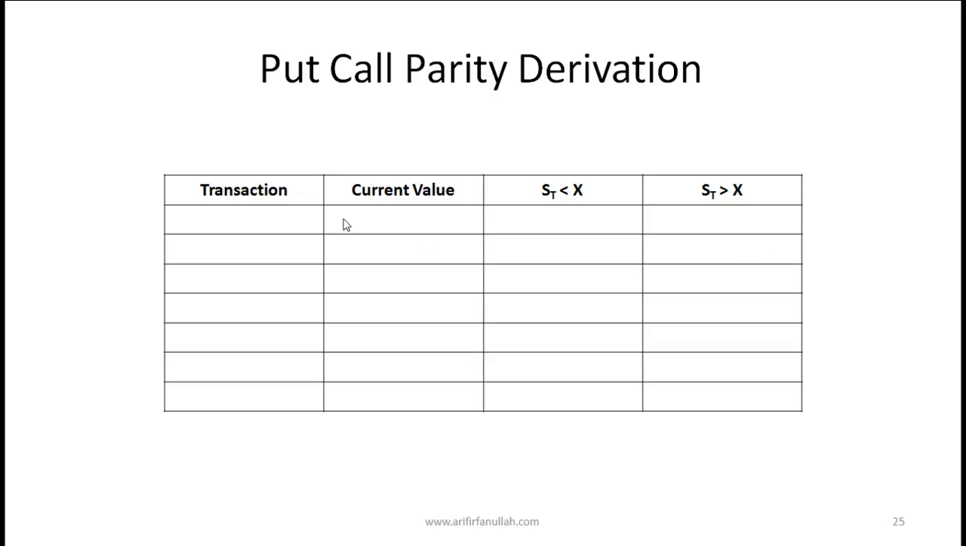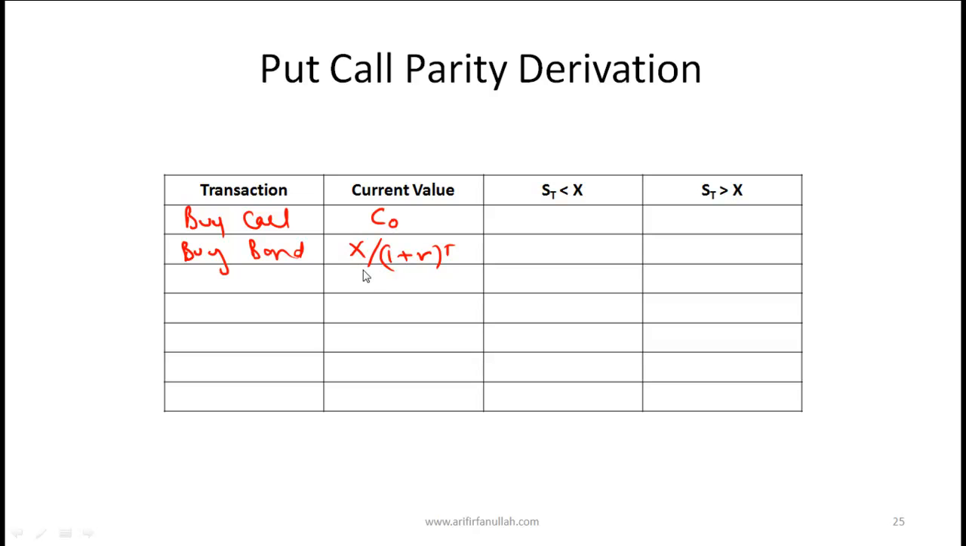So first let's look at our fiduciary call. In a fiduciary call we buy a call and we also buy the zero coupon bond. What's the current value of the call? Let's say that the current value of the call is C0. So at time 0 the call is C0. And what's the current value of the bond? It's X over 1 plus R to the power of T, where T stands for the time in years remaining between now and the maturity of this zero coupon bond.